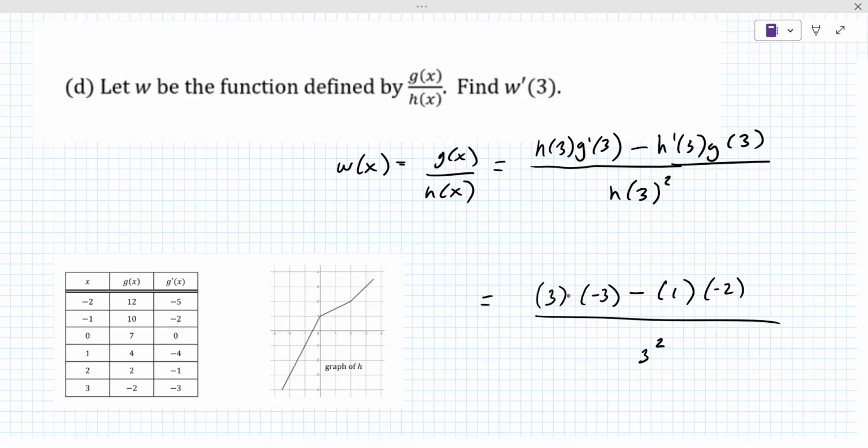All right, so it should look something like this: 3, -3, -9, plus, so -7 over 9. Yeah, it looks like it's -7 over 9. All right, so we're going to go ahead and stop right here for the first hour.